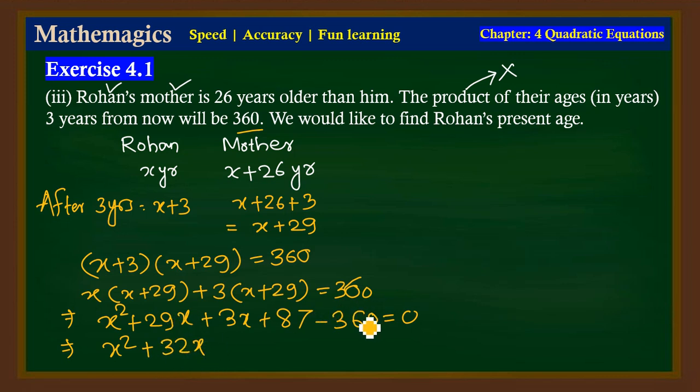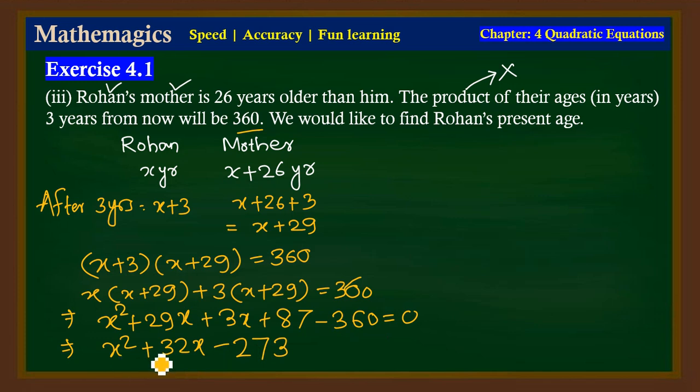Now 87 minus 360. So 10 minus 7 becomes 3, 6 becomes 5. So after taking one carry, 15, 15 minus 8 becomes 7. And 3 becomes 2 and 3 becomes 2. Again the 360 is the bigger number, that's why its sign will be minus there.